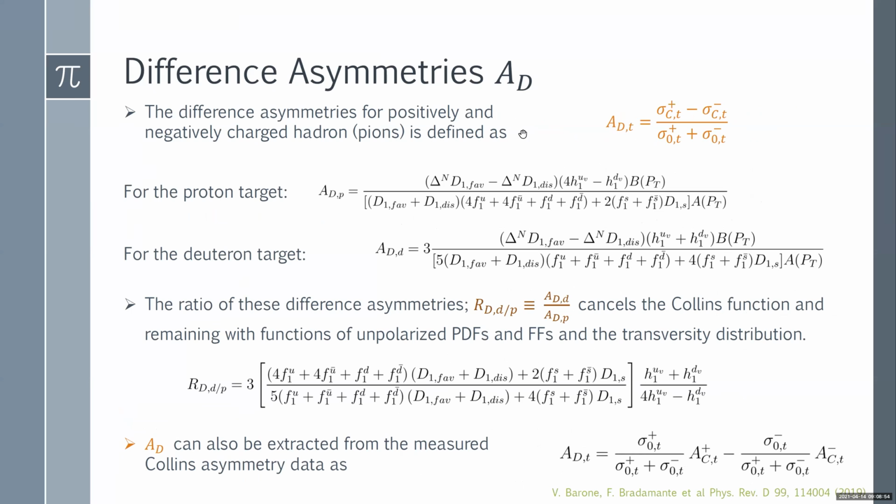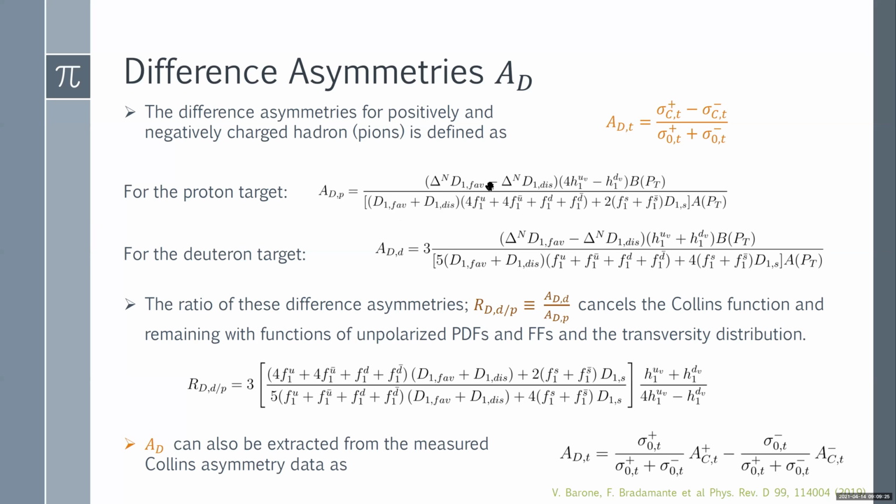Okay, so now in this reference they use the difference asymmetry in order to probe the H1, which is defined here. The difference asymmetry is defined in this expression over here for the positively and negatively charged hadrons. Here they have considered the pions. So for the proton target, this difference asymmetry has this expression over here, and for the neutron target, we have this expression for the difference asymmetry.